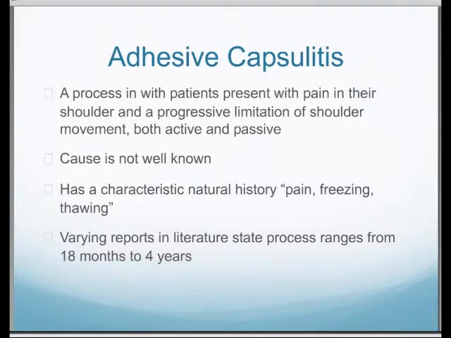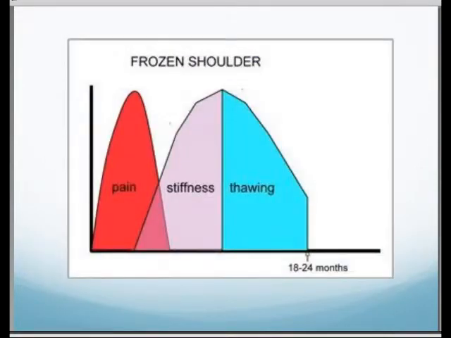Depending on the different reports over the years, they've talked about it being self-limiting within 18 months, or some people talk about it being up to 4 years in duration. So this is a well-known graph, I'm sure you've seen it before, and it describes this pain being the preceding element, and then there's an overlap where the pain and then the stiffness starts to come in and a gradual loss of range of motion.